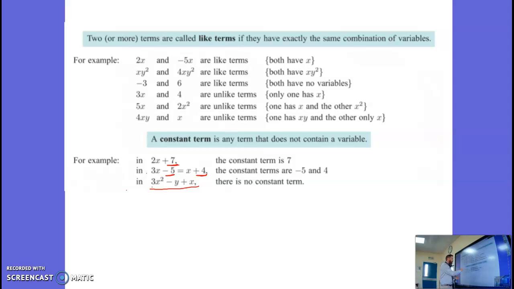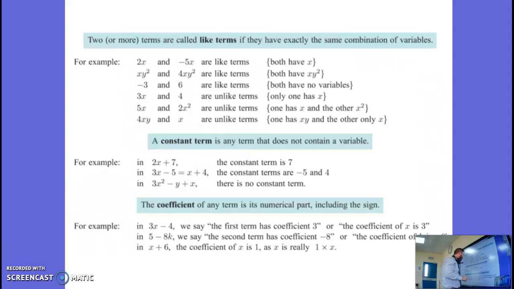So let's just read the proper definition here. A constant term is any term that does not have a variable attached to it. So if you've just got a loose 5, a loose 7, a loose 4, they're what we call constants. They don't change as the variables change.